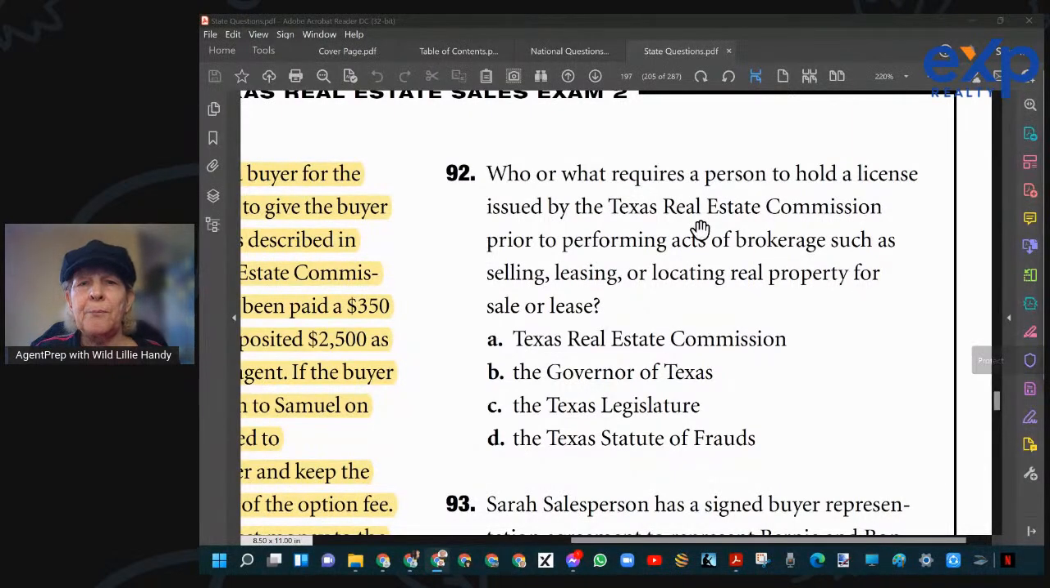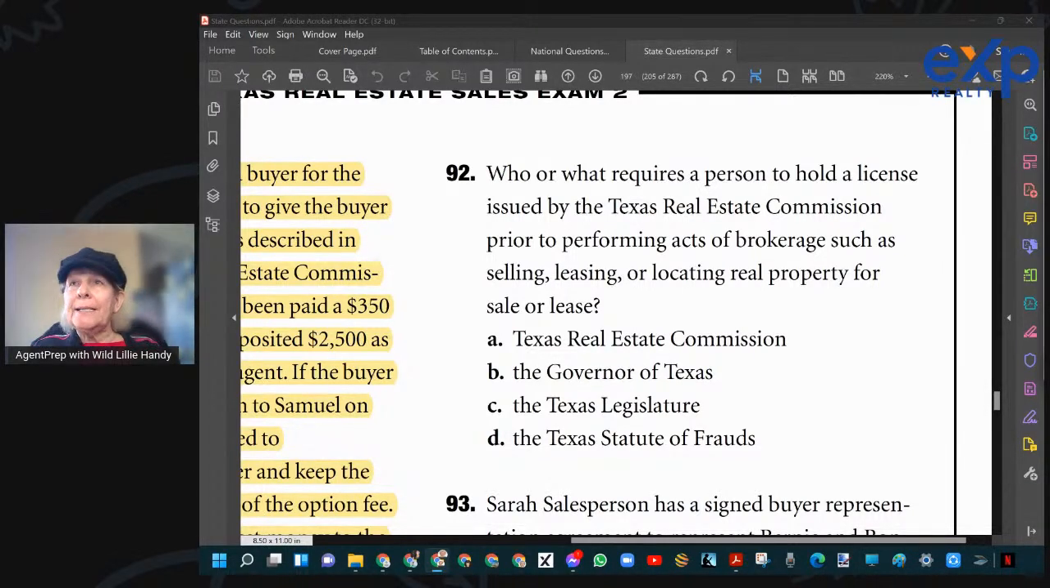So who requires a person to hold a license issued by Texas Real Estate Commission prior to performing acts of brokerage, such as selling, leasing, or locating real property for sale or lease? So who's in charge of Texas Real Estate Commission? Who controls Texas Real Estate Commission? Okay, so far I have A, C, AACC.